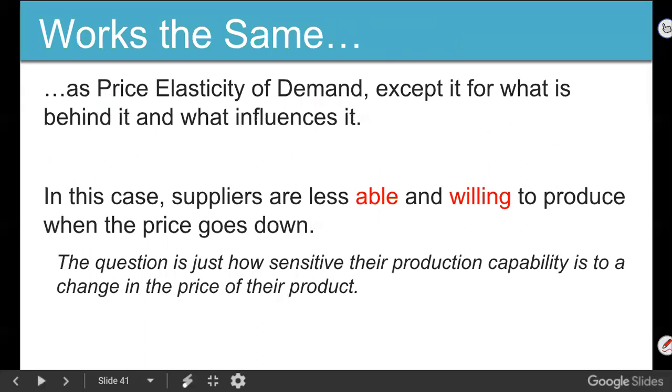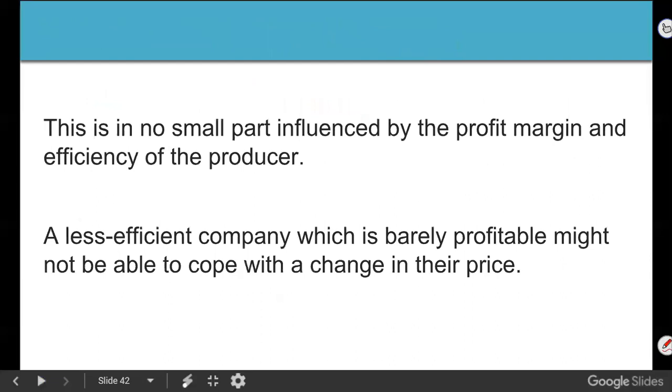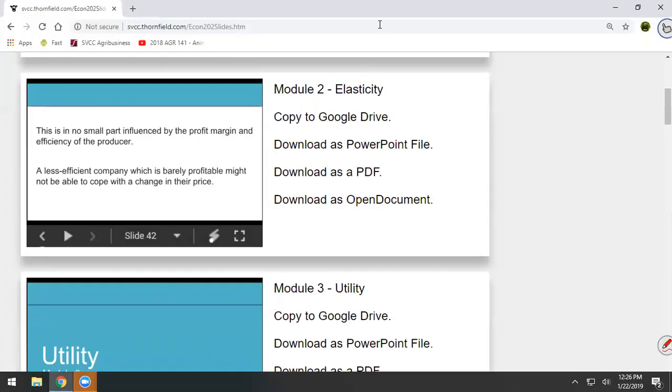So when prices are down, we're less able and less willing to produce product. When prices go up, we're more able and more willing to. Go with me on that? Of course you are.